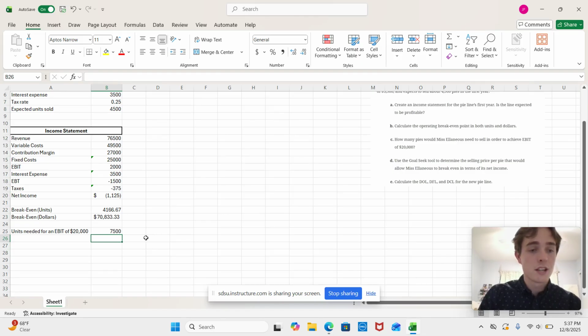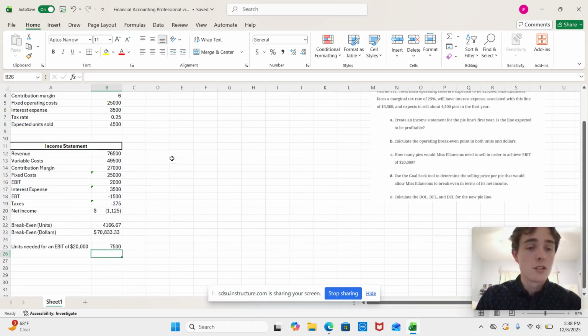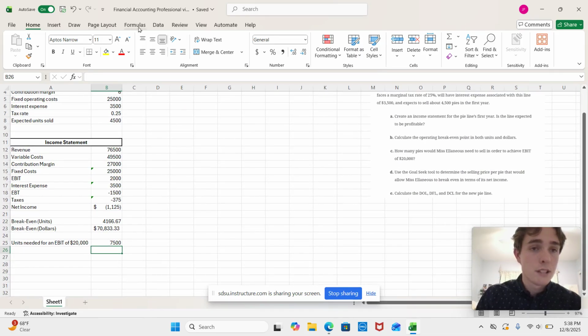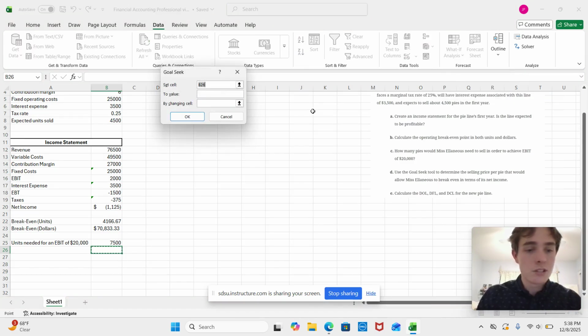So in order for us to get an earnings before interest and taxes of $20,000, we will need to sell 7,500 units. Okay, now we are going on to question D. So we are going to use the GoalSeek tool to determine the selling price per pie that would allow Miss Elanius to break even in terms of its net income. So for this, we are going to go up to the Data tab, click that, and then go all the way over to the right and click What If Analysis, and then we will click GoalSeek.